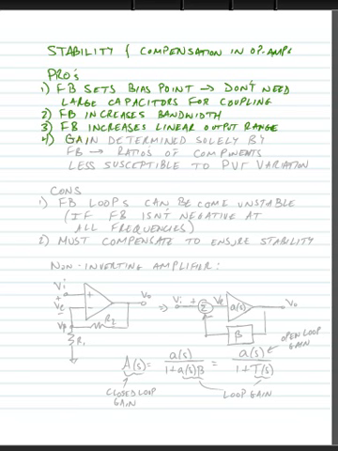In feedback configurations, our gain is determined solely by the feedback. And these are typically ratios of components. So our systems are less susceptible to component variation, or process voltage and temperature variation, which I'll call PVT variation.